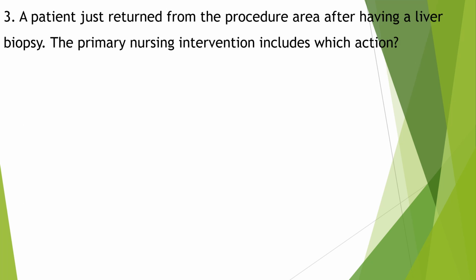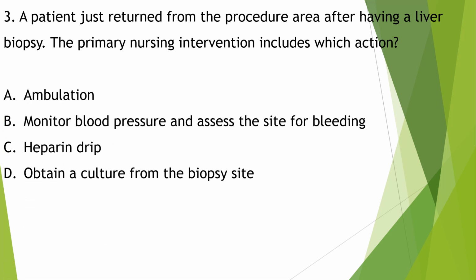The patient just returned from the procedure area after having a liver biopsy. The primary nursing intervention includes which action? Ambulation, monitor BP and assess the site for bleeding, heparin drip, obtain a culture from the biopsy site. Nursing interventions post liver biopsy include BP monitoring and the site assessment, as there is the potential for bleeding post procedure due to the vascularity of the liver.